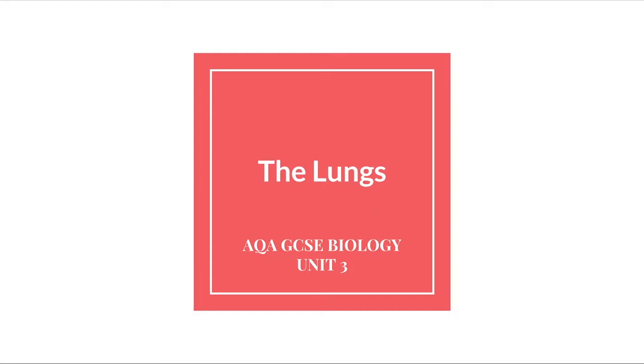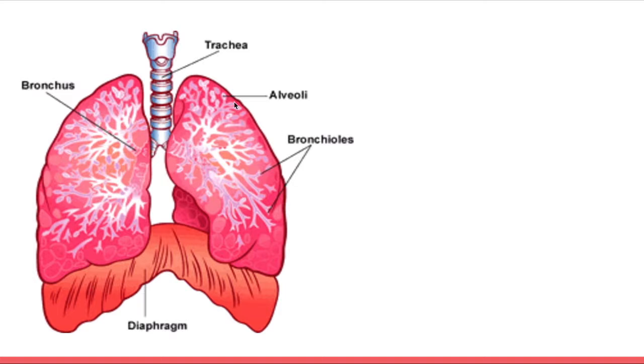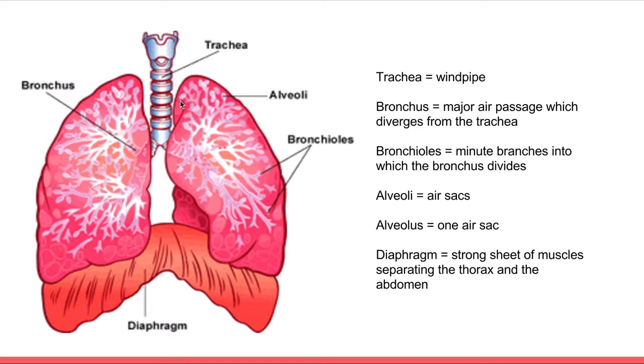So let's get started. Now here is a diagram of the lungs, and as you can see here we have the trachea, and the trachea is known as the windpipe. And here we have the bronchus, and the bronchus is the major air passage which diverges from the trachea. And it branches into even more branches, the secondary bronchi, tertiary bronchi, and then we've got bronchioles, which are the minute branches into which the bronchus divides.